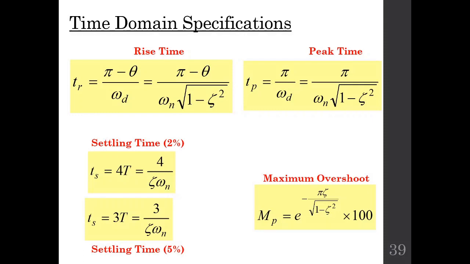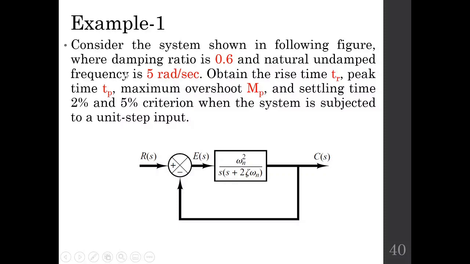Let us solve one example of a second order system. The statement of the example is: consider the system shown in the figure below. The damping ratio is 0.6 and the natural undamped frequency is 5 radians per second. You need to find the rise time Tr, peak time Tp, maximum overshoot MP, and the settling time for 2% and 5% criterion when the system is subjected to a unit step input.